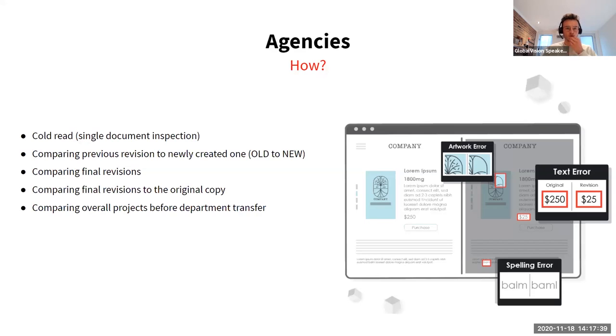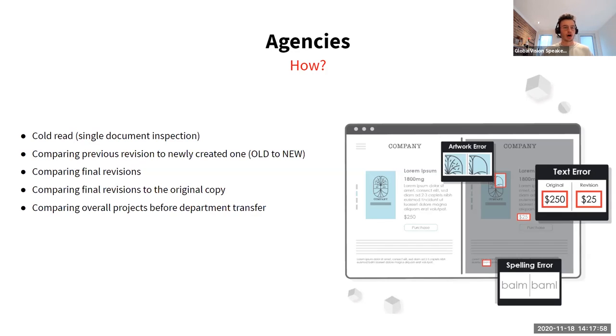Cool. So specifically diving into the how, now that you know the tools that are available to you, how could you actually apply them within your process? The first thing would be running a cold read. This is the single document inspection, where you could use the spelling inspection tool, and I'll show you that in a second.